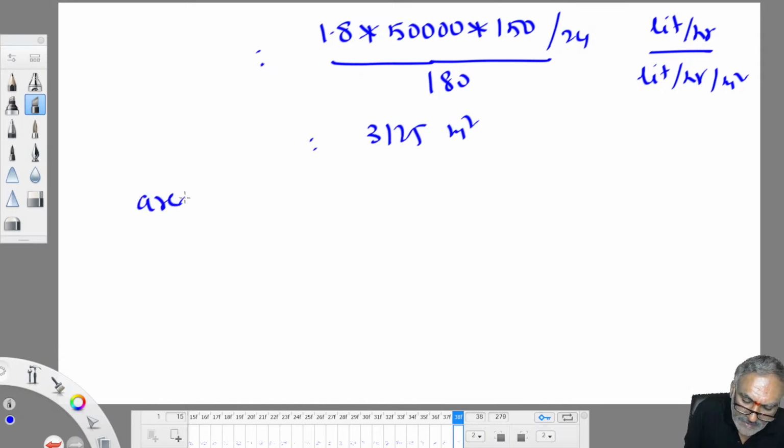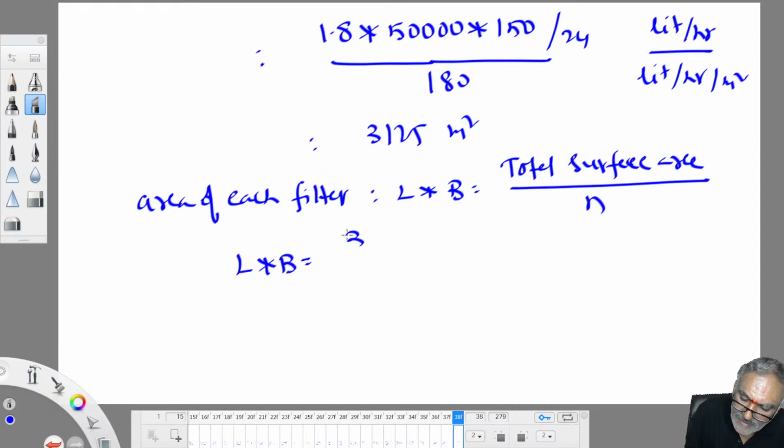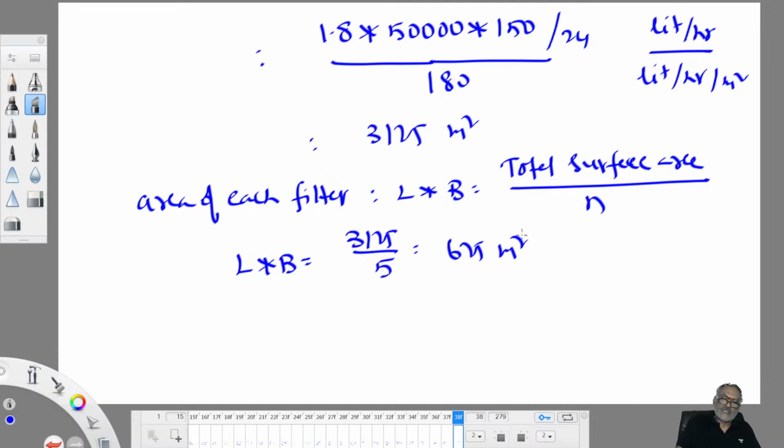So area of each filter is equal to this L into B. It is equal to total surface area of filter required by number of filters in operation. So 3125 by 5. 5 only we design. 6 we will provide, but we design only 5. Because one filter acts as a standby. So it is 625 meters square.